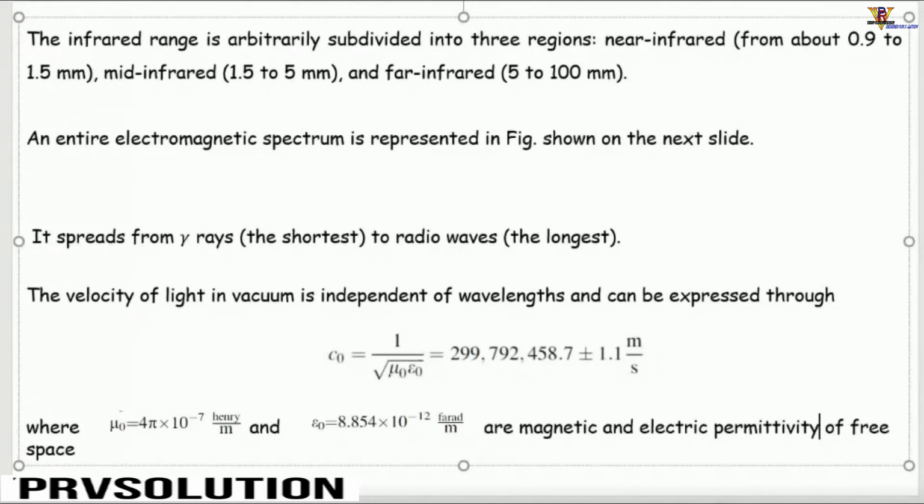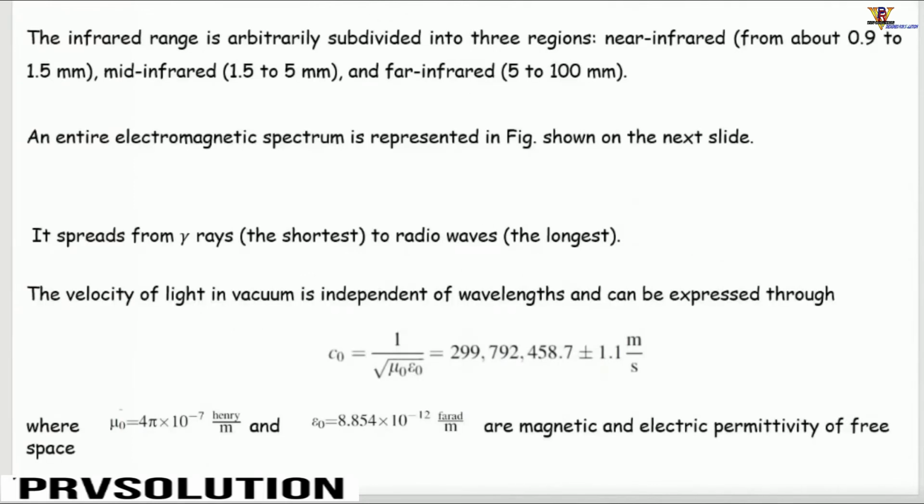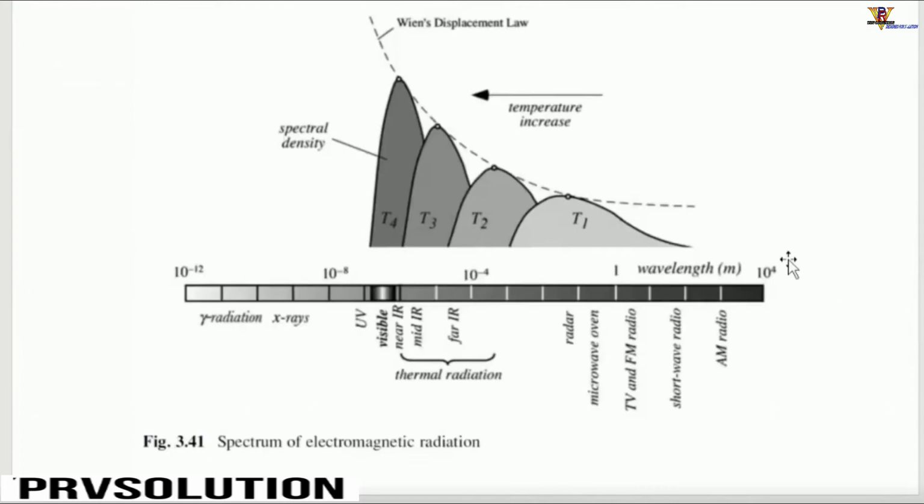Correct. Now this figure shows, as I mentioned, the spectrum representation of electromagnetic waves. Here the spectrum of electromagnetic wave is represented starting from radio waves, AM radio, very low frequencies.